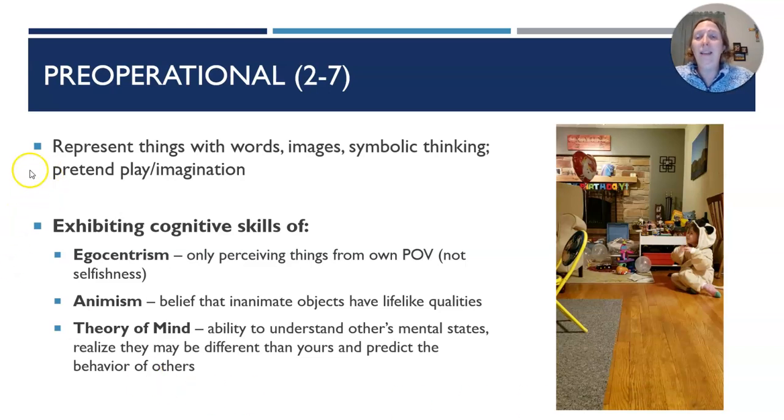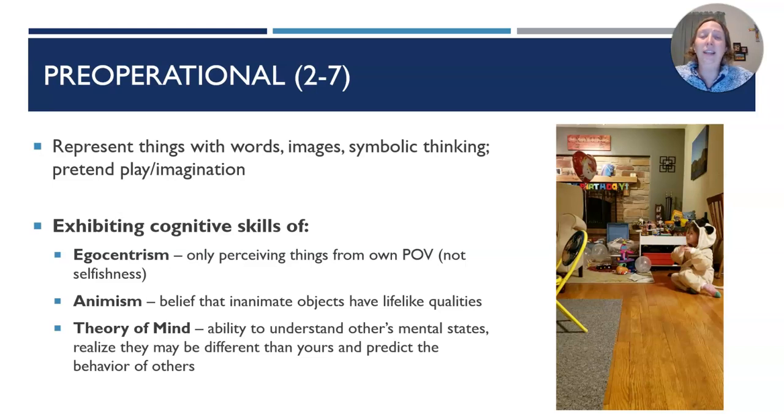Okay. At this stage, one overall statement we can make is that children learn to represent things with words, images, or in other words, symbolic thinking, using pictures and words to stand for something in real life, and that there's a huge emphasis on playing pretend and using your imagination. Children of this age exhibit three cognitive skills that we need to know. More than this, but three that we need to know.